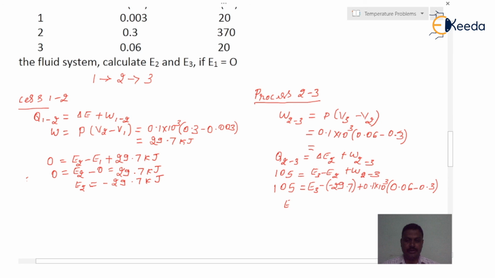Finally we will have the value of E3 as minus 110.7 kilojoules. Here Q2 to 3 is taken negative as heat is rejected by the fluid. So the value of E3 is minus 110.7 kilojoules. So E2 and E3 are calculated.